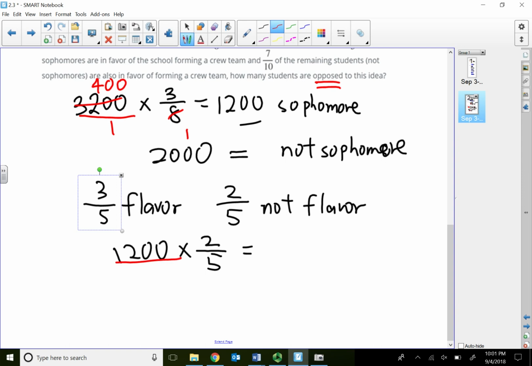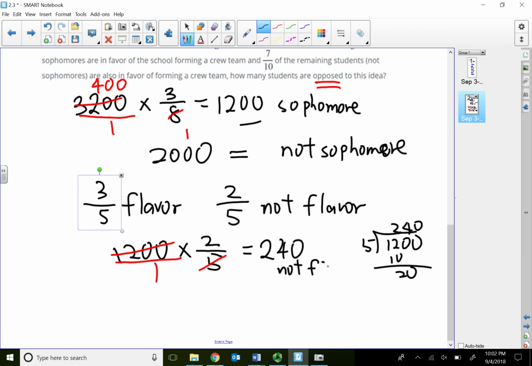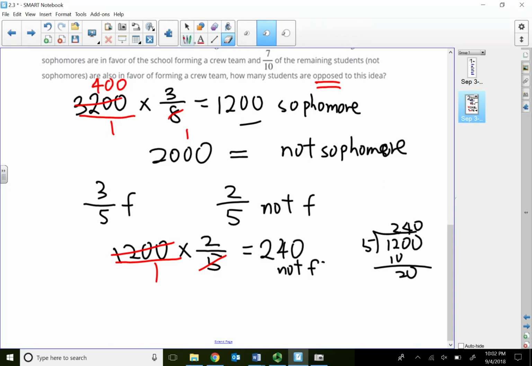So 1,200 over 1. Let's reduce the 5 with 1,200. Let me divide here on the side. 5 going into 12 two times, that's 10. 2, bring down the 0, that's 4. One more 0, so that will be 240 who do not favor. Oh goodness. All right, so 240 sophomores do not favor.